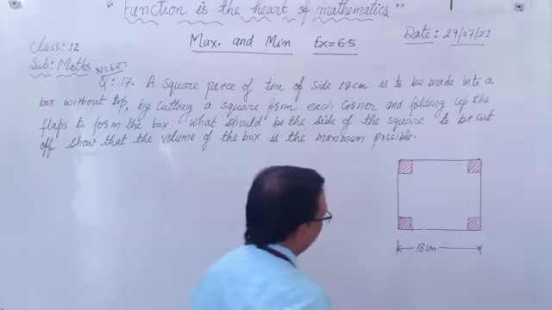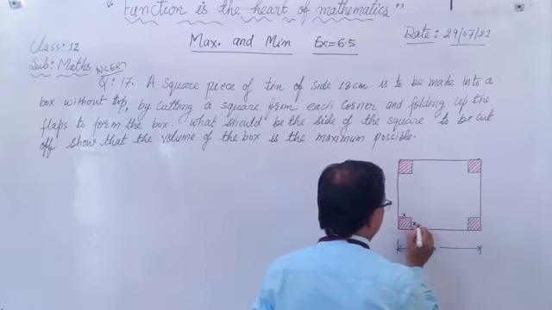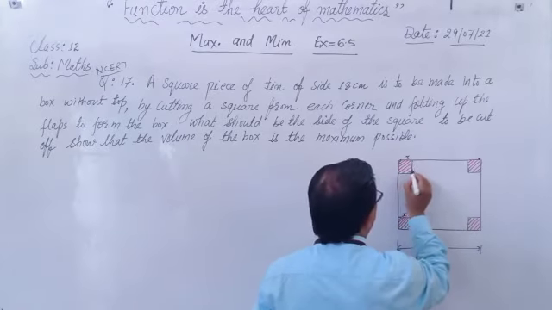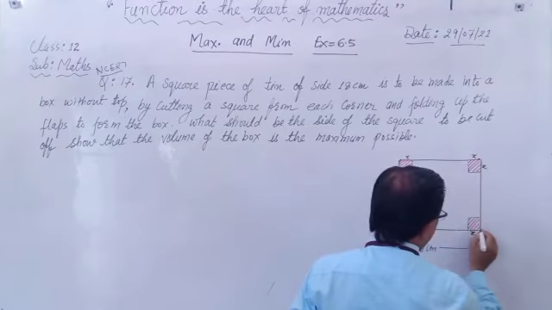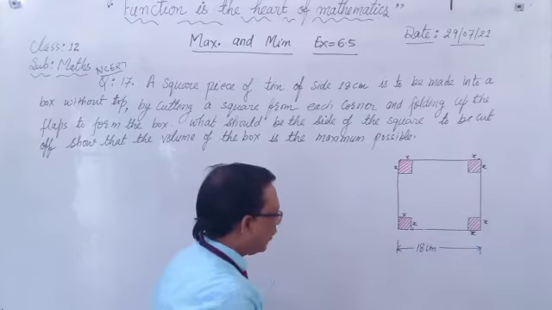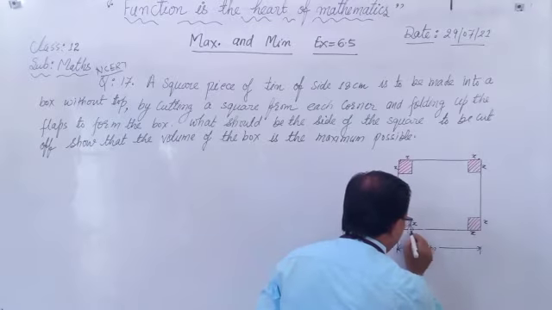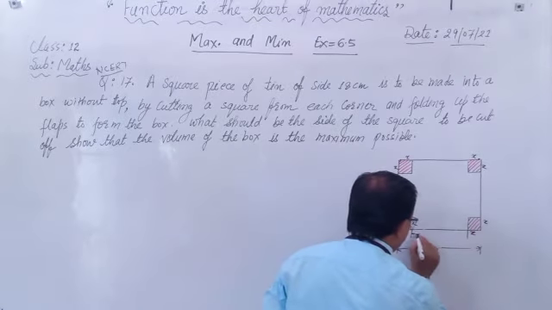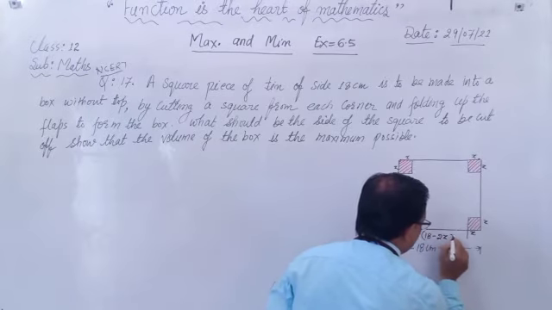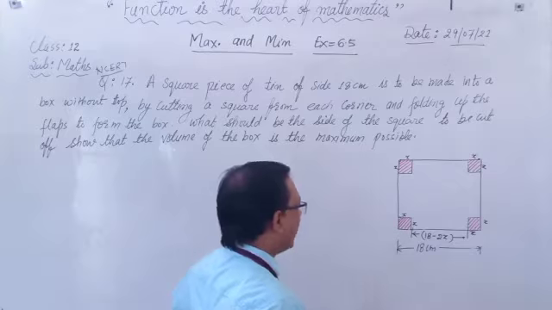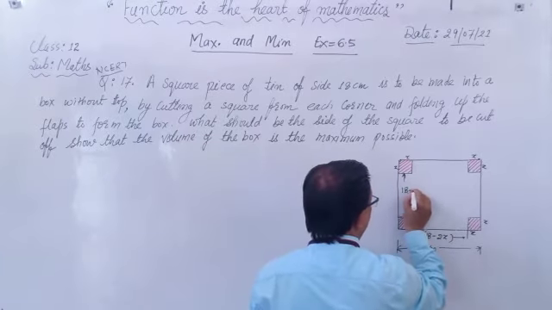Let the side of this square be x. This is x and this is x. This is x, this is also x, and this is x, this is also x. So x distance is removed from here and x distance is removed from here. Now the length of this portion is 18 minus 2x. We also find the length of this portion. This is also 18 minus 2x.